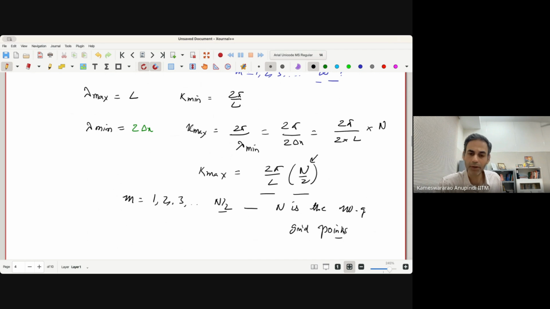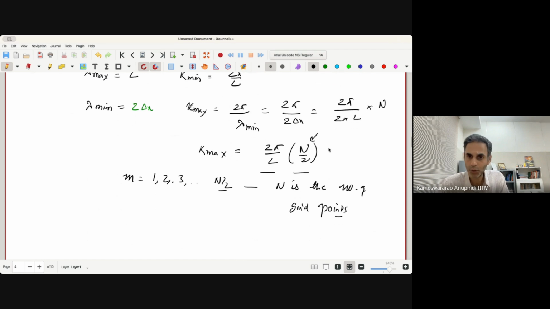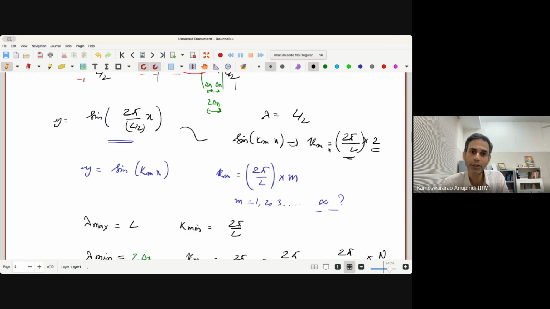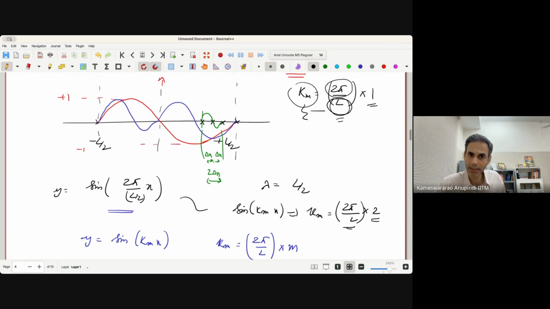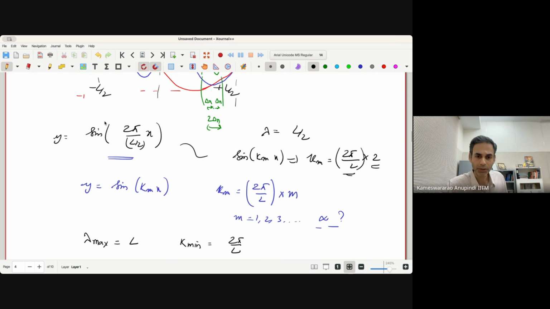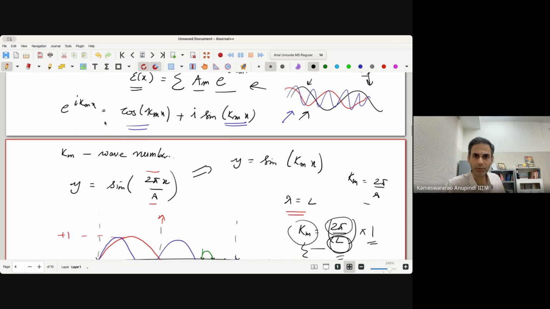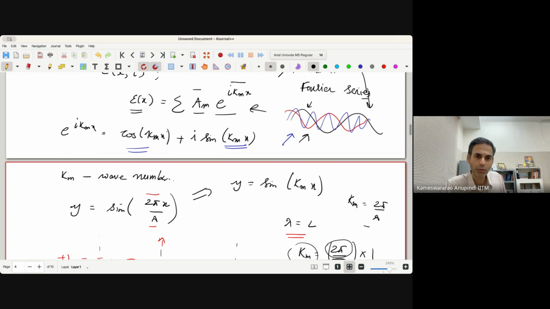Okay, so we can have up to N by 2 wave numbers, 2 pi by L times N by 2, that we can fit in, but nothing beyond that, right? Because that is going to be one period. Okay, so those are the two limits that we can have on k_m or m, which is going from 1 to capital N by 2. Okay, any questions so far on this? I think we have done this before, but I'm just trying to explain this again.